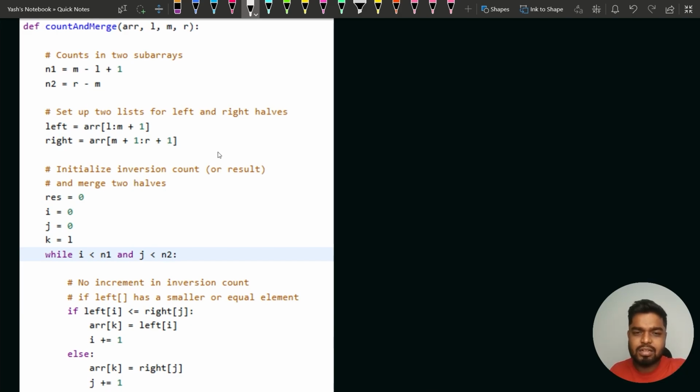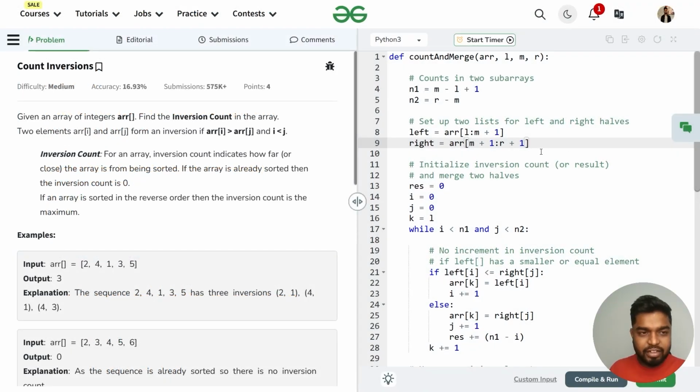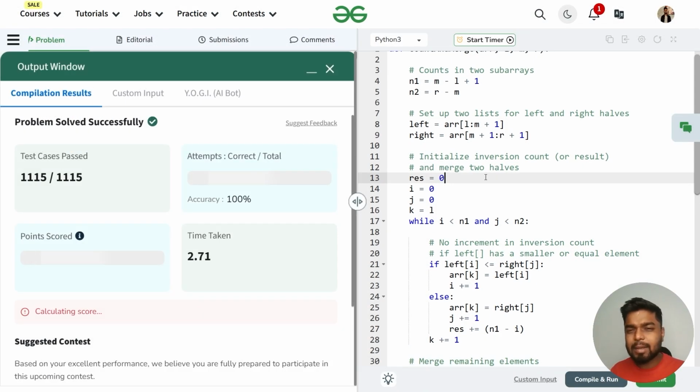Now let's try and see the final code for this as well. So I've written the code. Let's try and submit this now. So you can see that my code got accepted.